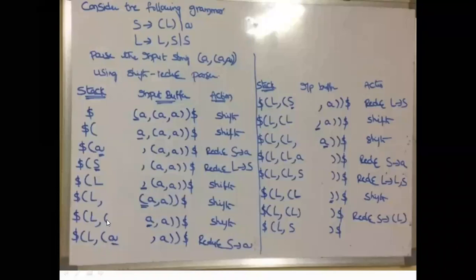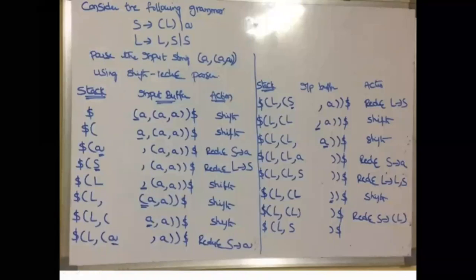Then we have to perform the shift action. So we are performing shift action. That means the next input symbol is pushed onto the stack. So pushing small a onto the stack, then performing shift action. Then here is small a. Is there any production in the right hand side? Small a is considered as a substring. Is there any production in the right hand side with small a?